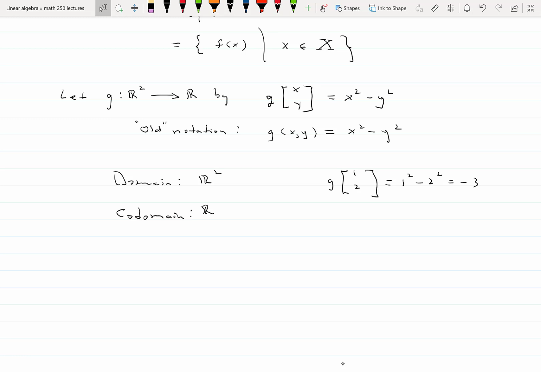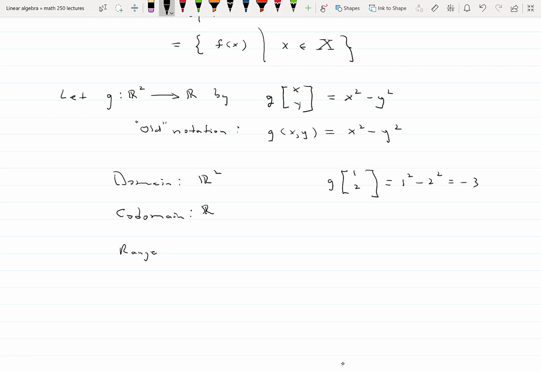Can you see what the range is? And this is a really tough question, even for a Calc 3 student. Is the range all real numbers or just positive real? It's obviously not just positive real numbers, because I showed you that the point (1, 2) gets turned into negative 3. Is it the set of all negative real numbers? Is it always negative? Is it always positive? In fact, it's R again. The range is R again.